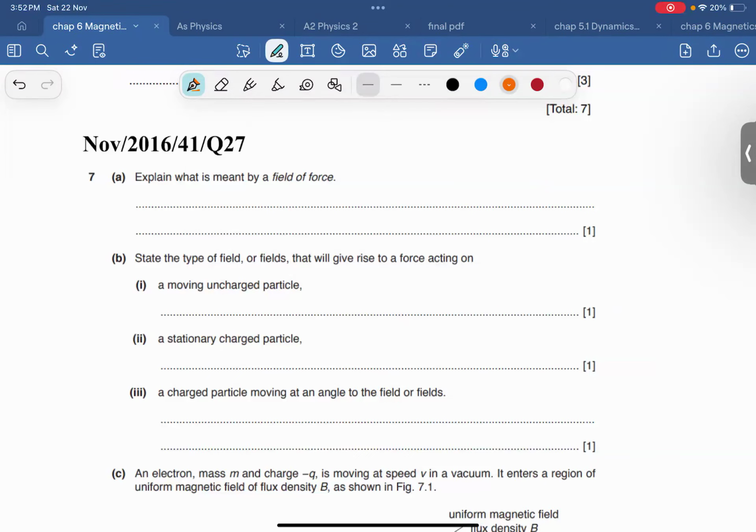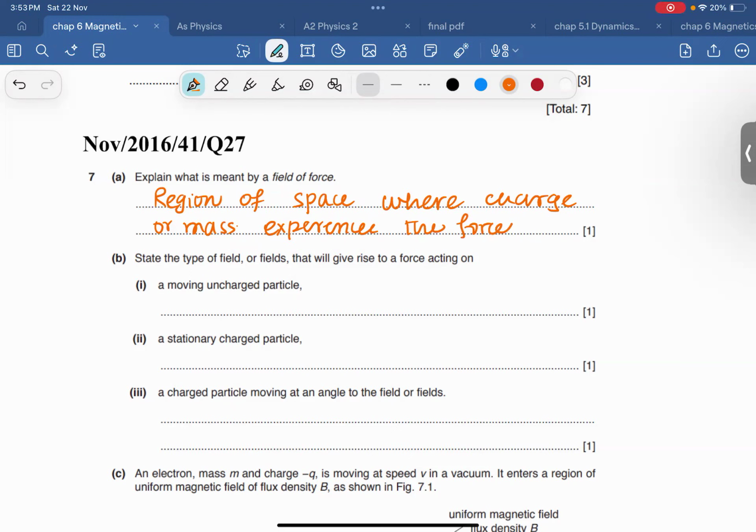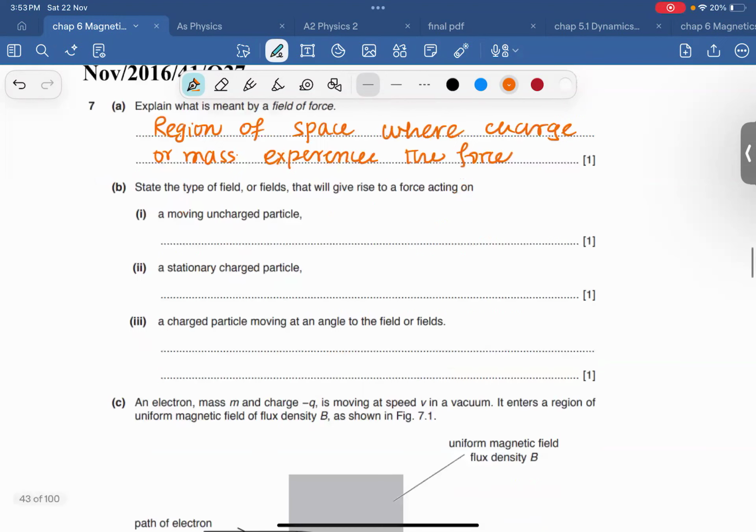Sir, if you write a region of space, it's also accepted, right? Region of space where a charge or mass, or you can just say the particle where the charge or mass, experiences a force. It can be a gravitational force, electric force, or a magnetic force. Okay, please move on.